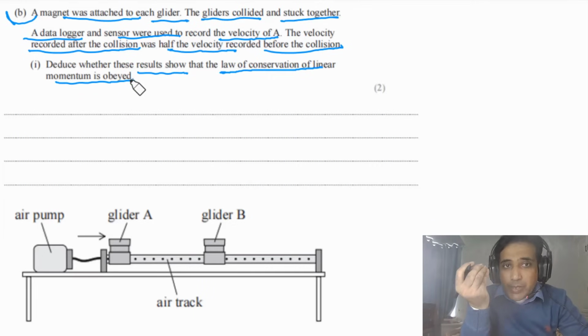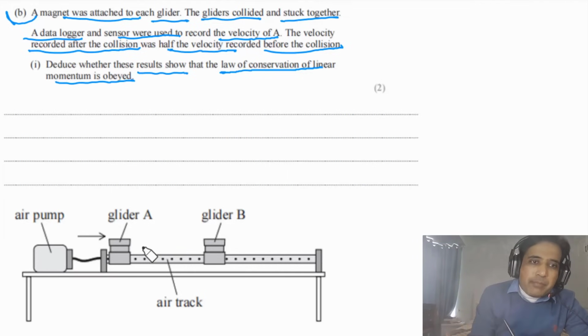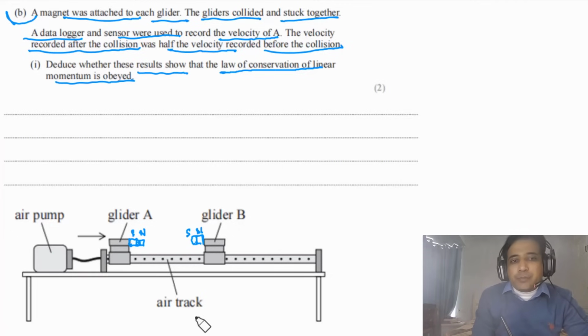So this question is quite a straightforward one, but there is a little problem with this question because they have mentioned there is a magnet attached with each glider. So you can simply imagine here is a magnet, so we can draw here. Let's say this is N pole of the magnet, and this is the S pole. Then here is another magnet attached here. So this magnet has S pole here because they stick together. Then this is the N pole.